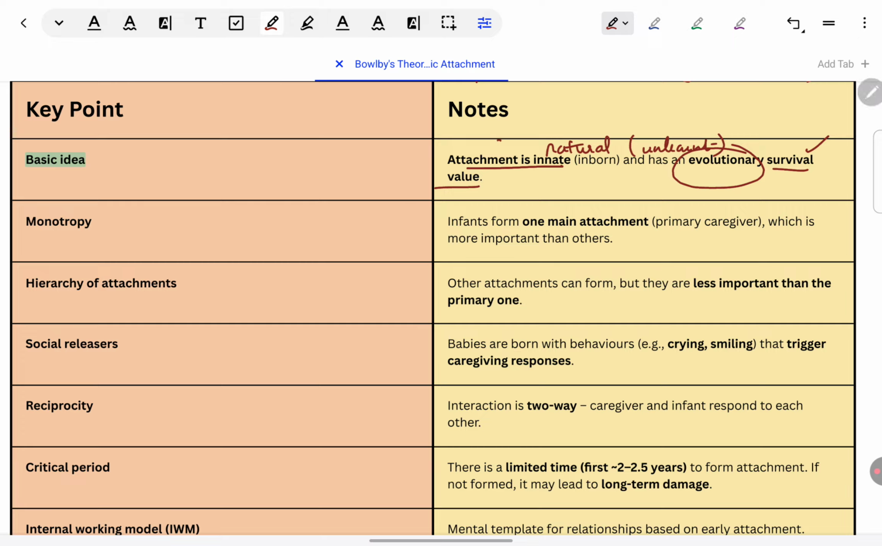So, what value can there be of attachment in survival? That is what Bowlby has mainly explored. So let's understand the concept of monotropy to understand why we would attach to survive. Monotropy means forming one main attachment with a primary caregiver which is more important than others.